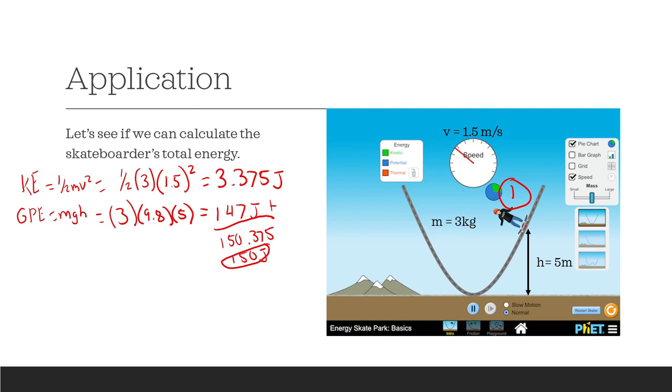Now, you'll notice that we didn't bother with elastic potential energy here. That's because there's no spring anywhere. We don't actually need to use that formula to solve this problem. But we're going to go ahead and take a look at a couple more.